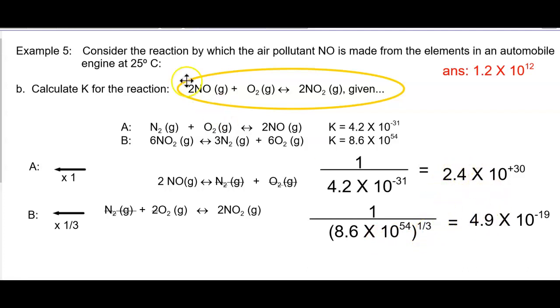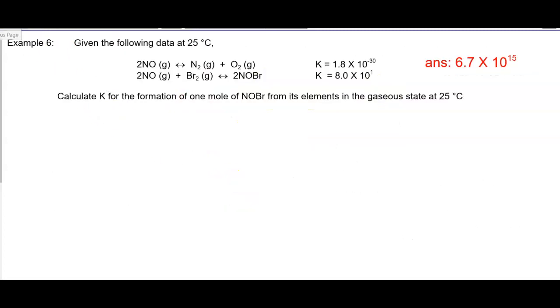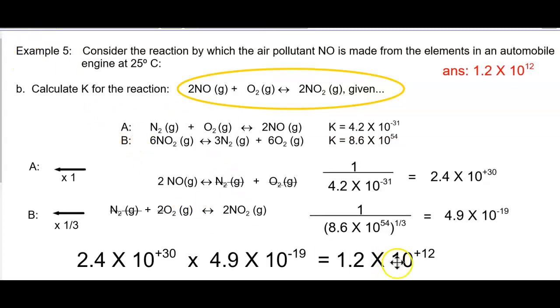I get these two values, and then to get my final answer, I'm going to multiply those two values. And this is what I get, 1.2 times 10 to the 12th. Again, go through the math and make sure you understand how I got these values using your calculator.